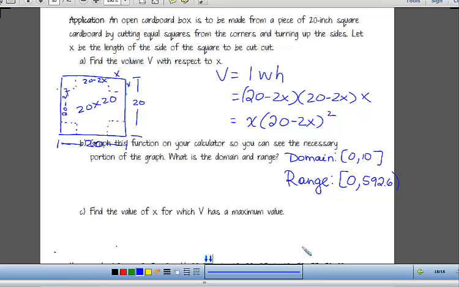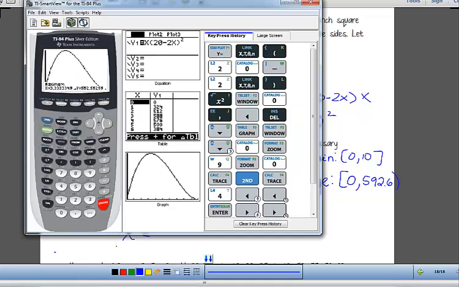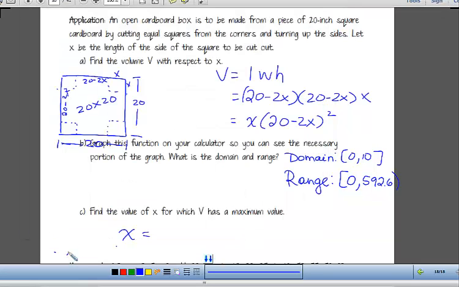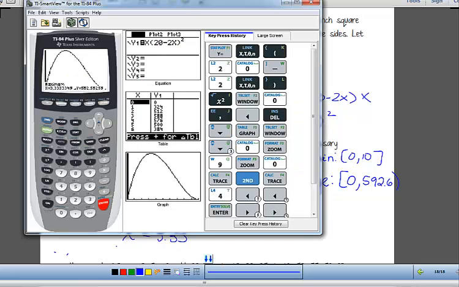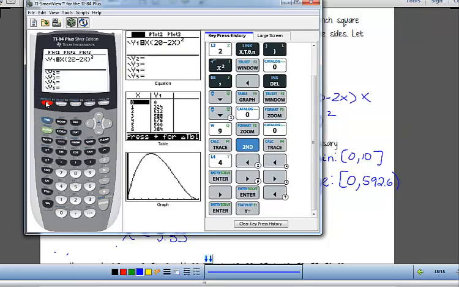Okay. Find the value of x for which V has a maximum value. I think we already found that. We said it was what? X equals 3.33. Right? Y'all with me? Okay. Or did y'all go to lunch already? Okay. Did you put your function in the same way that I have it here? Okay, x times (20 minus 2x) squared.